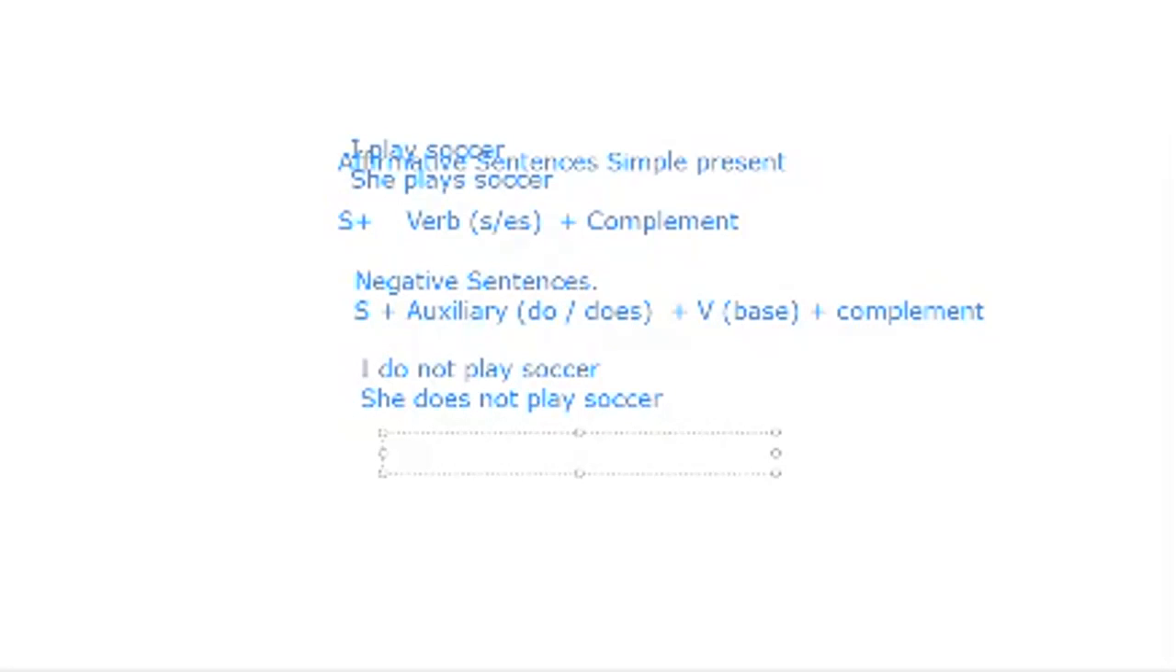Let's continue. Now, we have: she does not play soccer. Now, when we talk about I, you, we, or they, in all these cases, it takes do. Or in negative. Yes, this was part of what you had doubts about, right? Correct. After this comes not, and then the verb, play. I do not play, you do not play, we do not play, they do not play.